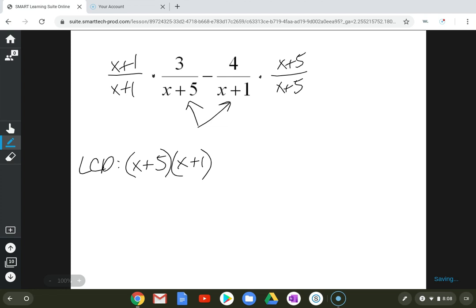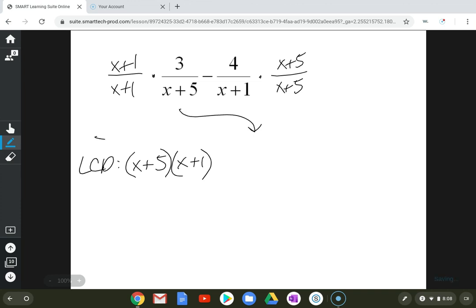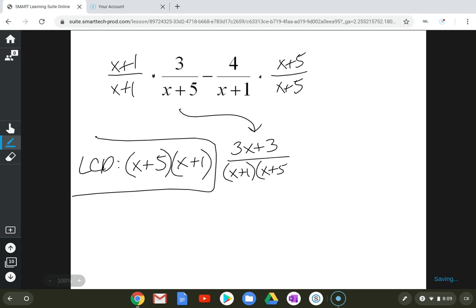On the left, now I'm going to erase these, just give myself some space. On the left, go ahead and distribute it out because you're going to have to combine like terms anyway. So on the left, if I come down here, I'm going to kind of rope that off. I have 3x plus 3 over my LCD. And I'm subtracting. Let's be careful at that. 4x plus 20 over our LCD.